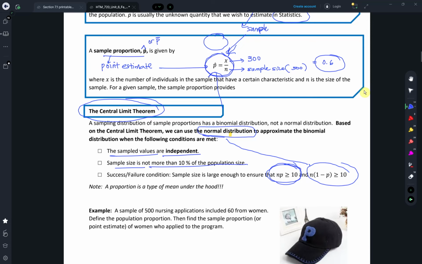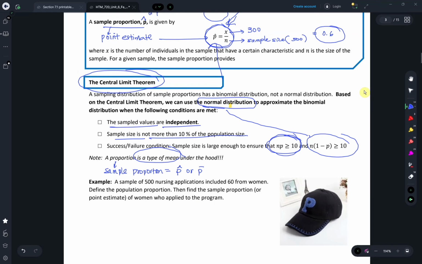So, we do want to make a solid note of this: the sample proportion, represented as p-hat or p bar, is an example of a type of mean, where it adds up values of ones and zeros, depending on whether a sample unit has the desired characteristic or not.